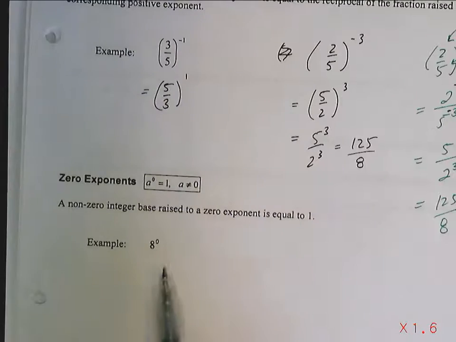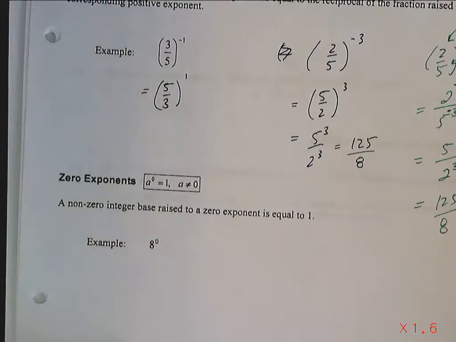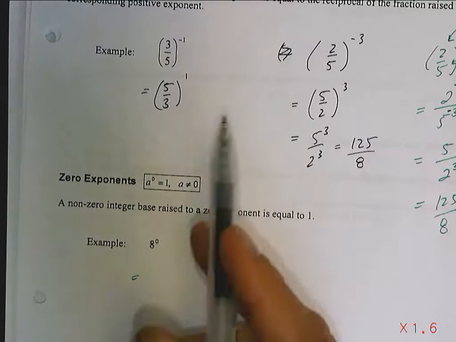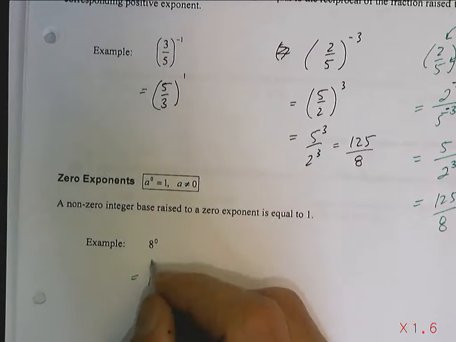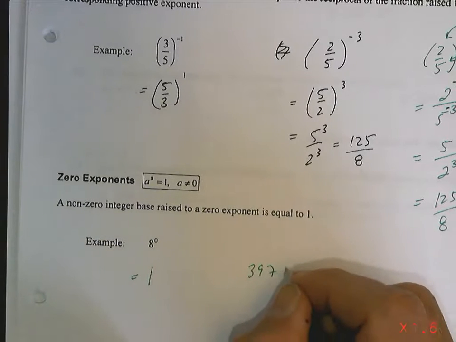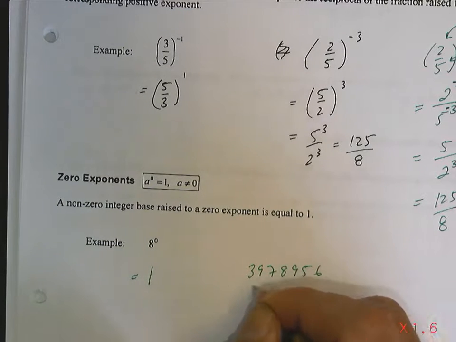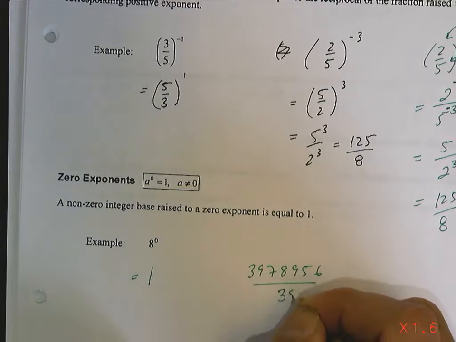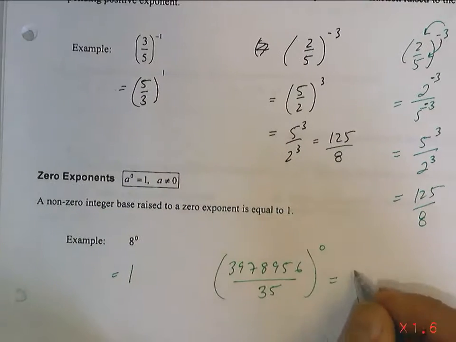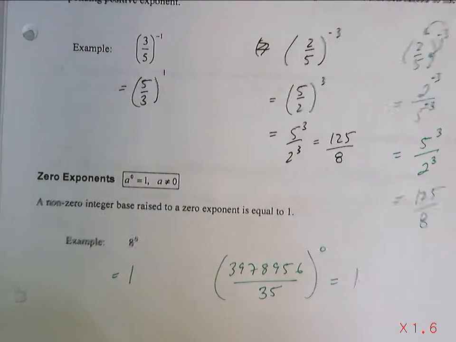Zero exponents, we talked about that. Anything to the exponent 0 is 1. So 8 to the 0 is 1. But then again, so is this. I don't care. It has an exponent 0. It's 1. That's just the way it is.